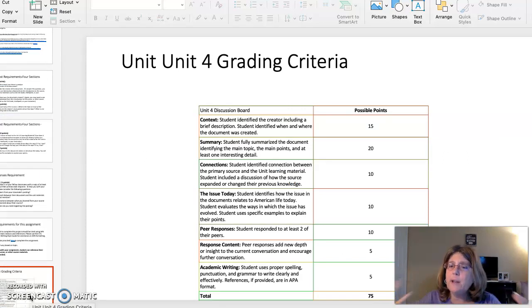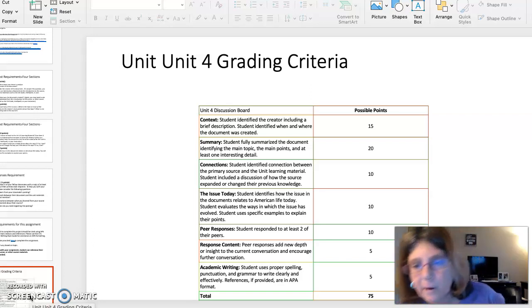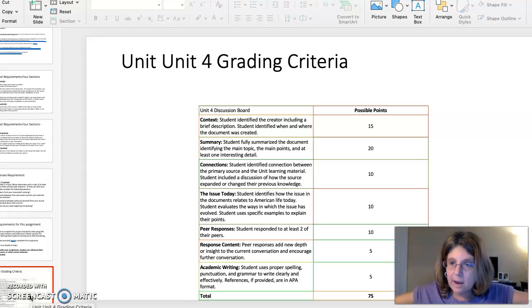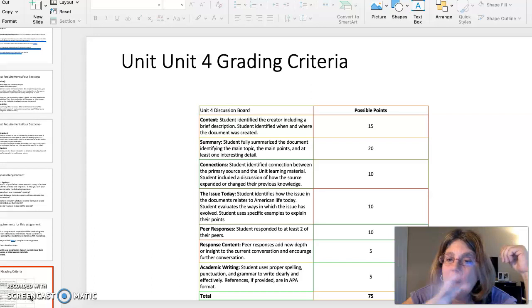This is going to be my grading criteria sheet that I will use to grade your DB. Okay, February 5th, I will be sitting down and starting the process of grading your DB using this. Okay, so the context. Student identifies the creator, including a brief description. Student identifies when and where the document was created. My comments, how many points out of 15?